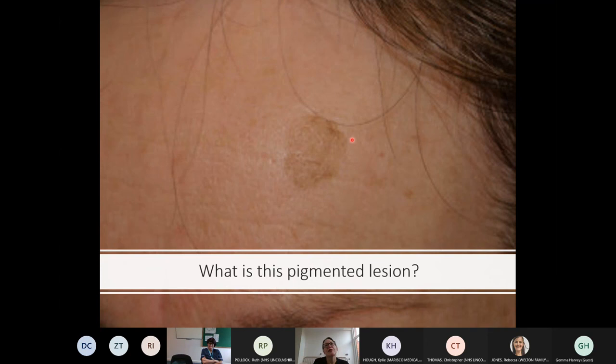And then we'll have a look at some things on faces. So this is obviously a pigmented area on someone's forehead. We'd want the same history, and maybe they've come because they've only just noticed that they've got it, or it's got a bit bigger, or someone said, are you worried about that thing on your forehead? What do you think this is?